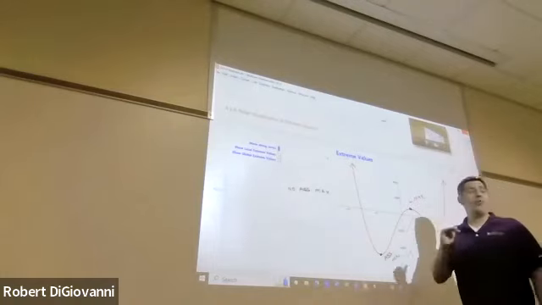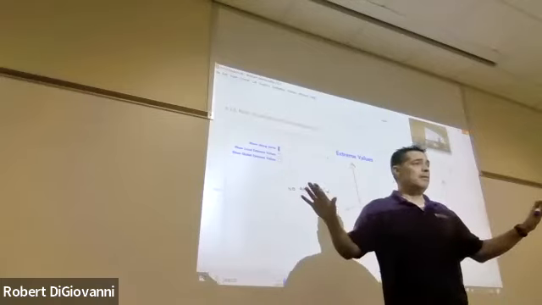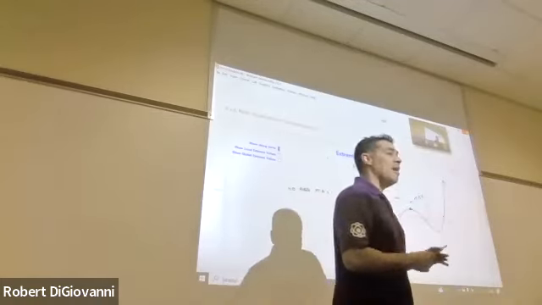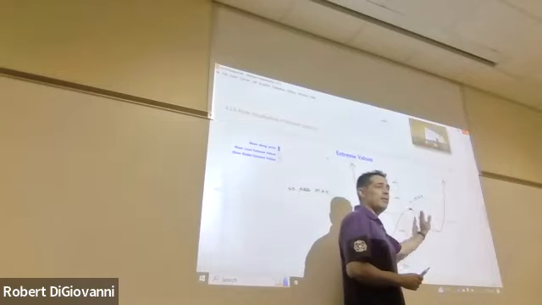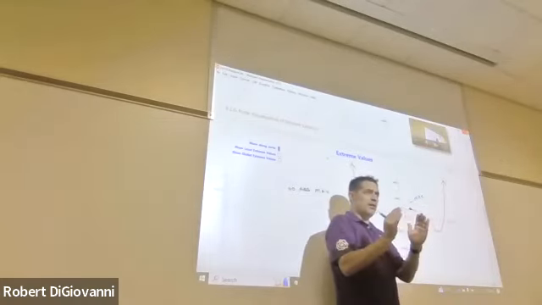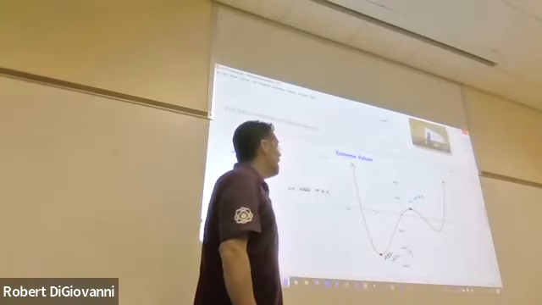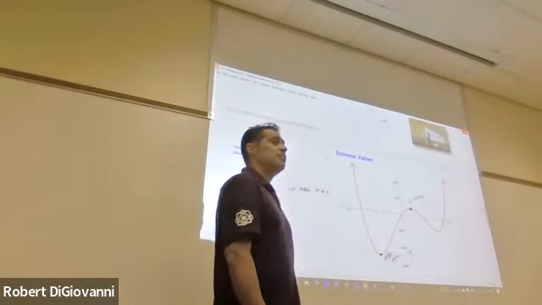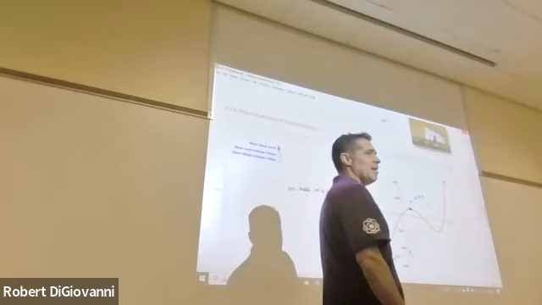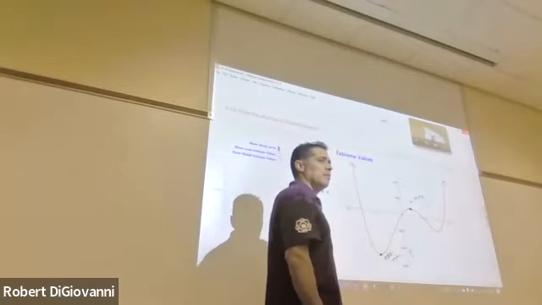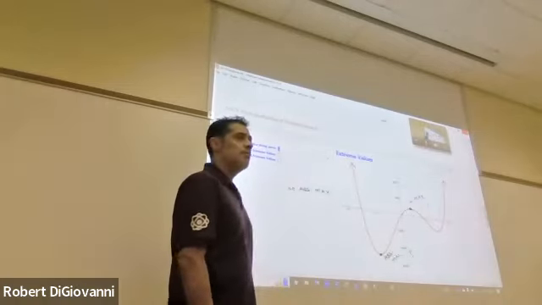Absolute has to be the highest point on the entire graph. Local only has to be the highest in that little neighborhood, this little area, just in a small region. Every absolute maximum is also a local maximum.